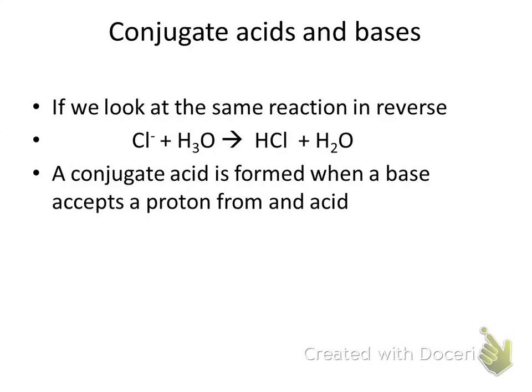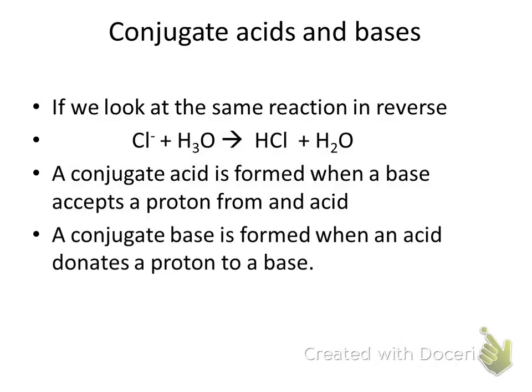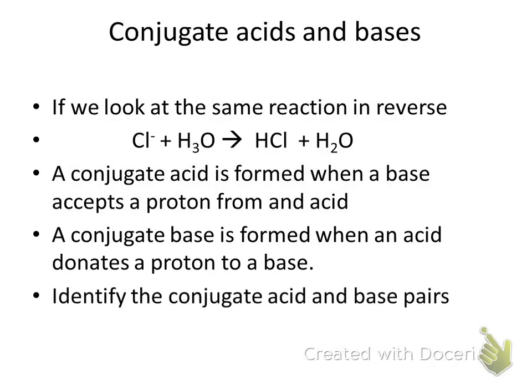now the chloride ion on the other side is going to be the one that's accepting the proton. So in this case, the chloride ion is going to act as a base, and the hydronium ion is the one that is getting rid of the proton. So in this case, the water then is acting as an acid. So the conjugate acid is formed when the base accepts the proton, and the conjugate base is formed when the acid donates the proton. So let's look at this example and identify the conjugate acid and base pairs.